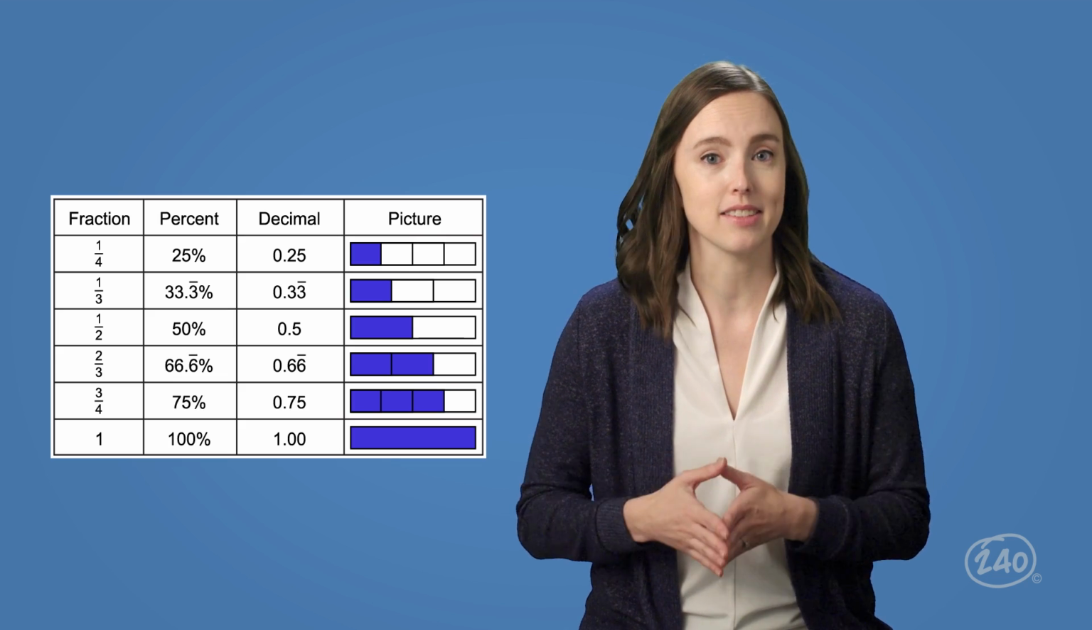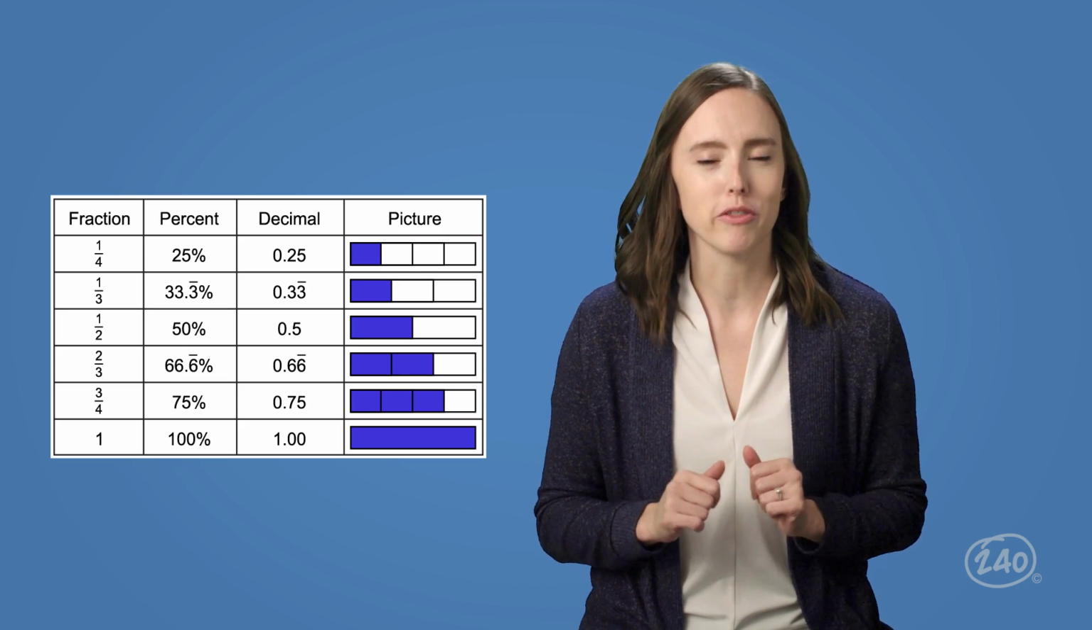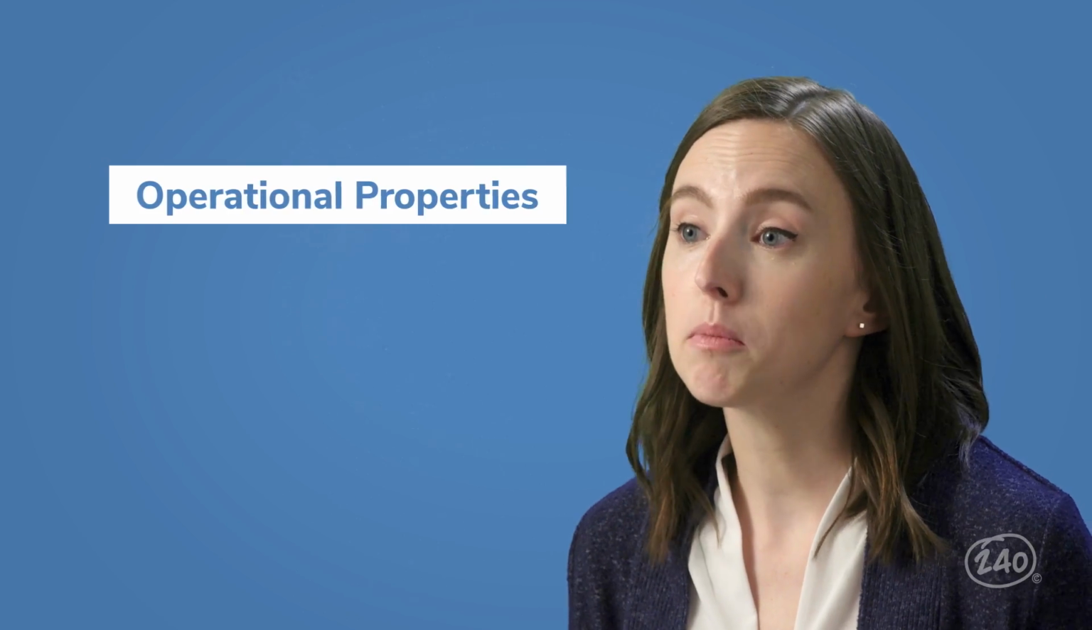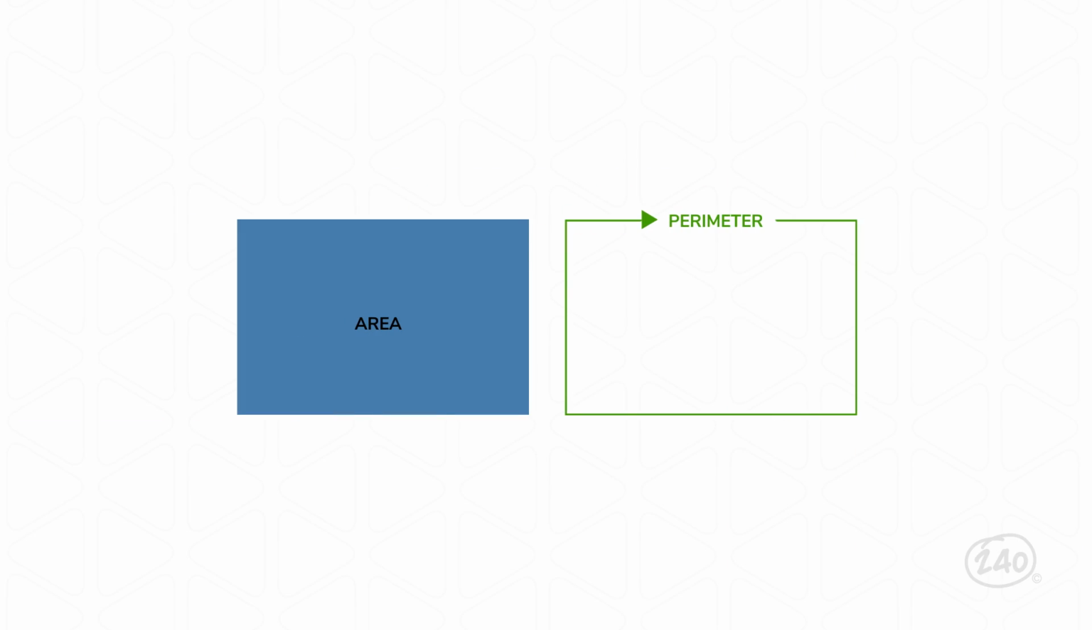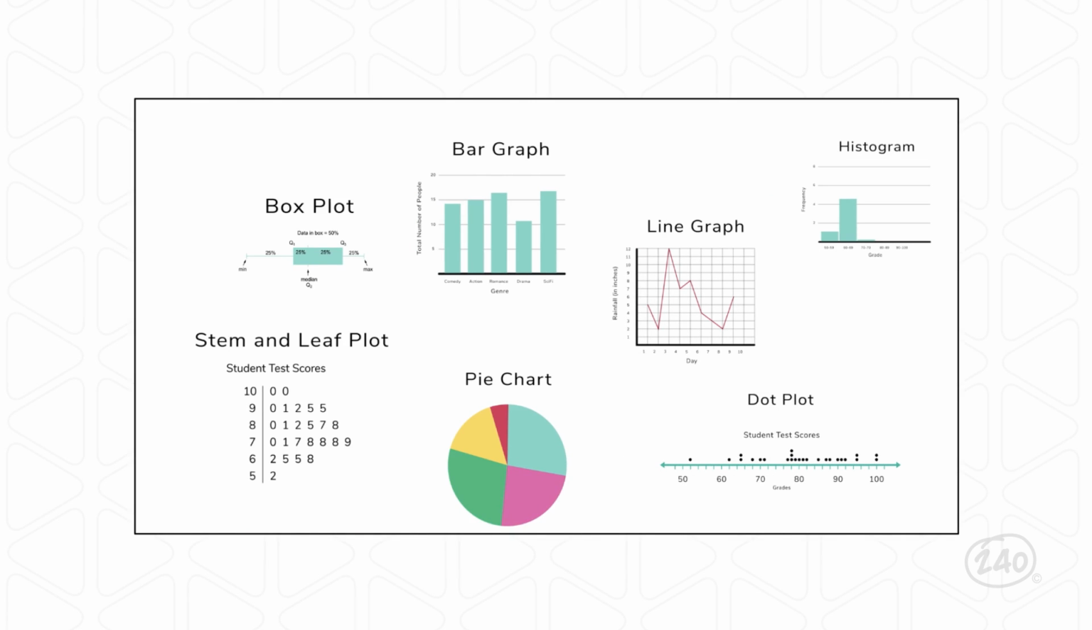And you'll need to be able to convert between decimals, fractions, and percents. Plus, recognize and create equivalent fractions. You'll need to be able to both use and identify the different operational properties. You'll also need to be able to classify shapes and solve problems involving their area and perimeter. And finally, you need to be able to work with data.